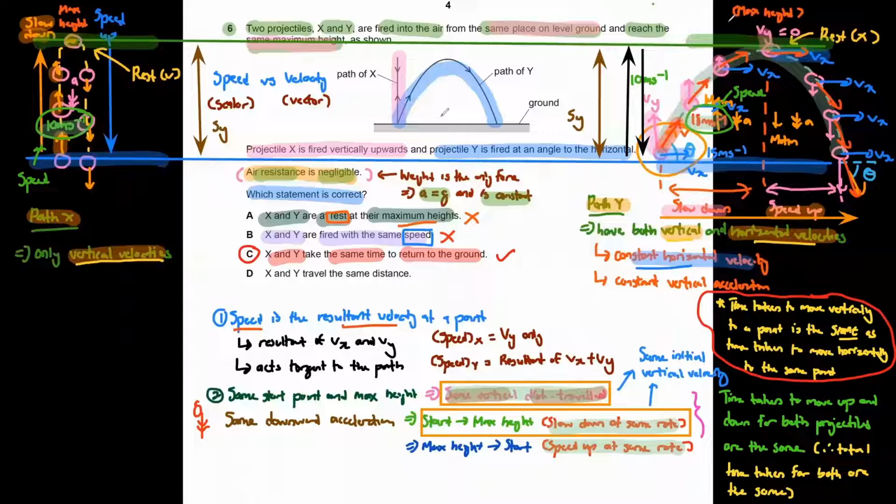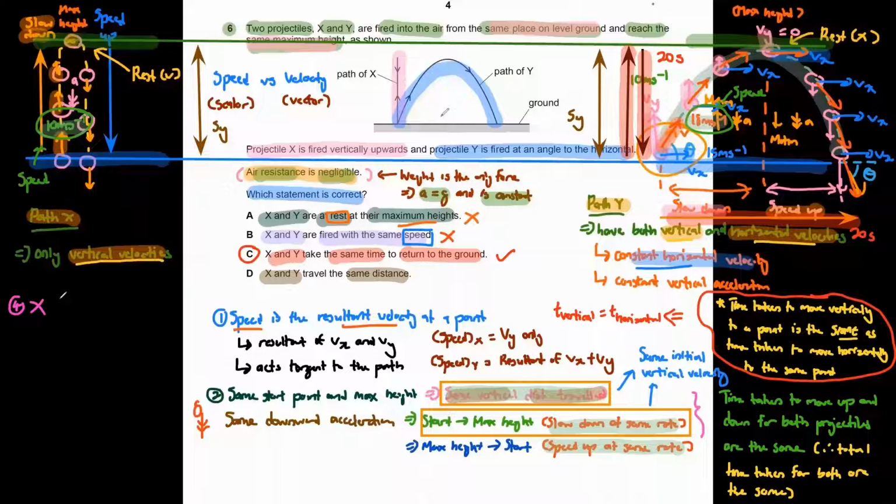Now, what we mean by that is something like this. If it took you 20 seconds for you to move up and down, it will also be taking you the same 20 seconds for you to be moving from left to right. So in other words, T vertical is the same as T horizontal. Okay? Now, before we move on to the next question, let's look at the last answer, choice D. X and Y travel the same distance. Now, this one will be pretty straightforward for us to answer.